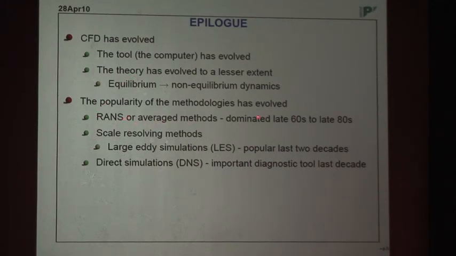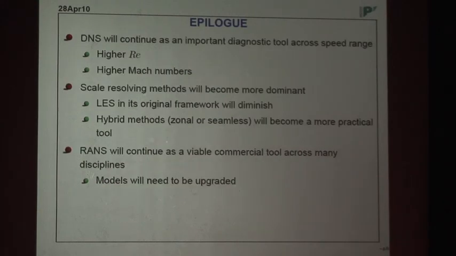RANS or average methods dominated the late 60s through the late 80s. Scale resolving methods, LES, popular the last two decades. And now, which is a slide I skipped, DNS is getting to a point where we're really probing high-speed flows very well. DNS will continue as an important diagnostic tool across the speed range, higher Reynolds numbers, higher Mach numbers. We're doing hypersonic flows now.